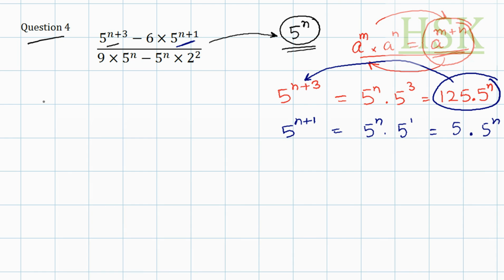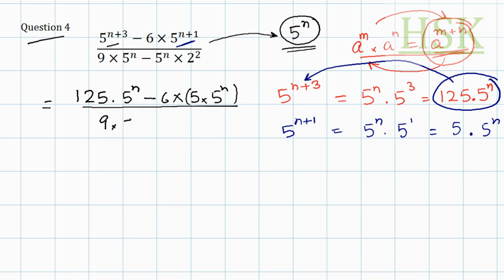So I'm going to get this as 125 times 5 to the power of n minus 6 into 5 into 5 to the power of n, upon 9 into 5 to the power of n minus 4 times 5 to the power of n. Although the calculation has now become very simple, if you have any problem solving these values, you can place 5 to the power of n as equal to x. So I place here 5 to the power of n is equal to x.